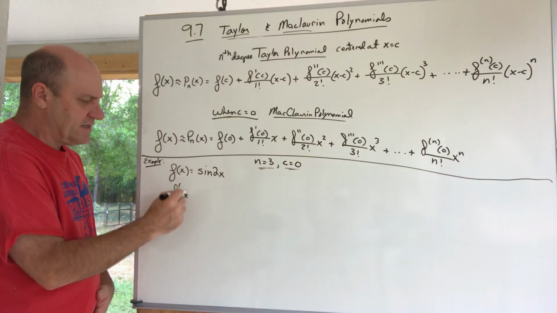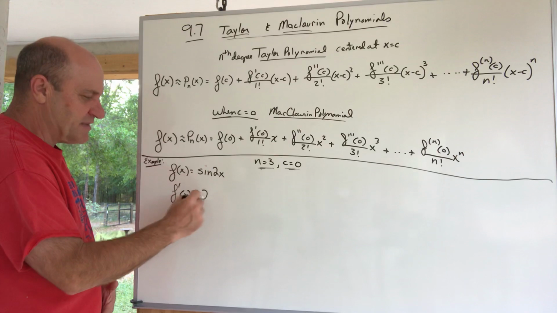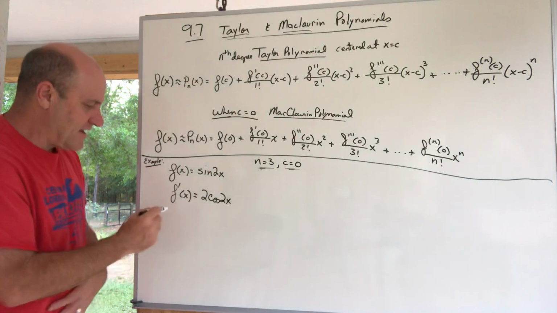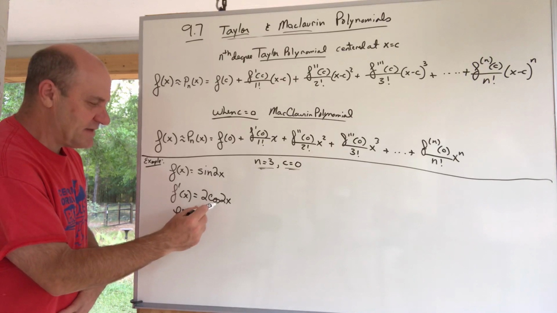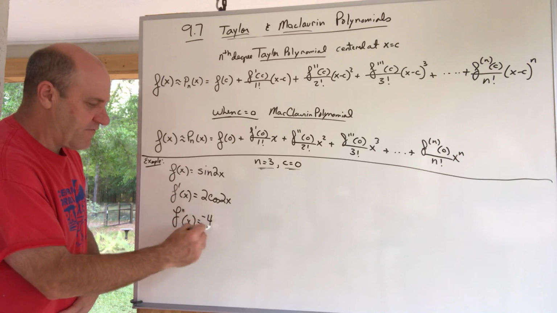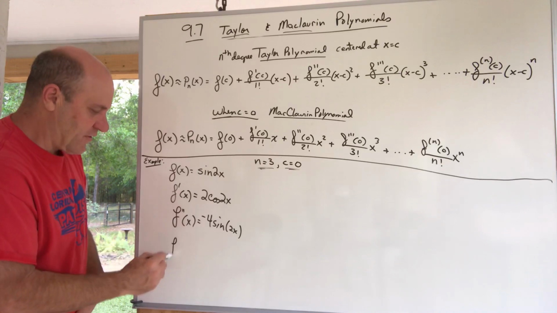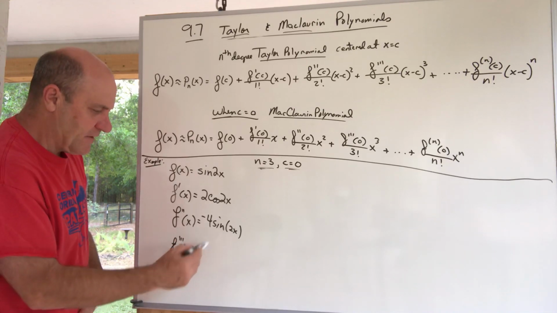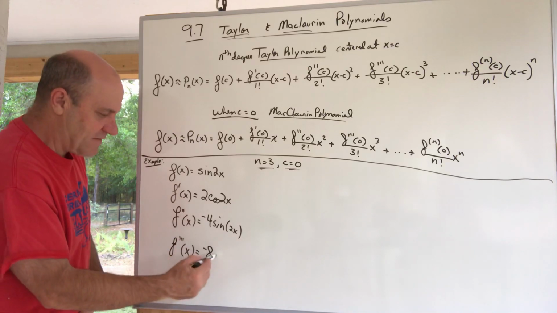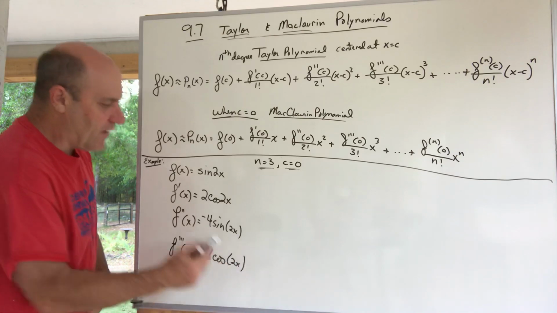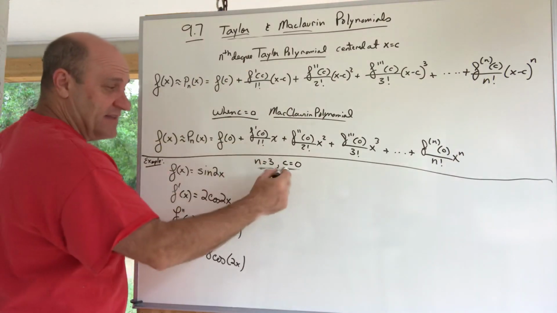f prime of x is the derivative. Derivative of sine is cosine, and the chain rule spits out a 2. f double prime is the derivative of cosine, negative sine, and the chain rule spits out negative 4 sine of 2x. One more derivative. The third derivative: the derivative of sine is cosine, and it's negative 8 cosine of 2x. So I just need a bunch of derivatives. I need to evaluate them all at the center point c, which in this case is 0.